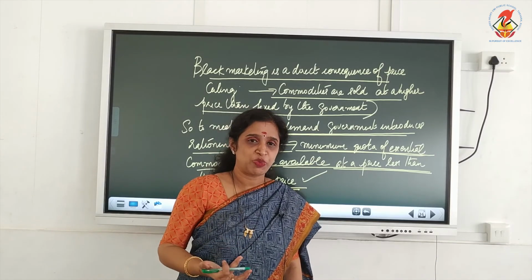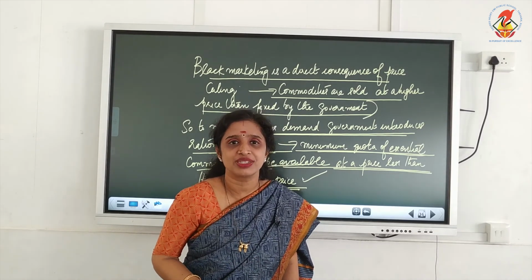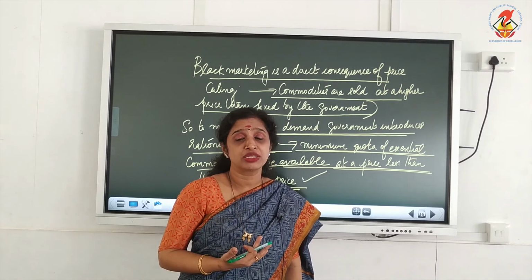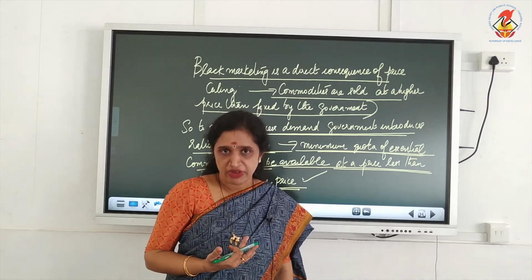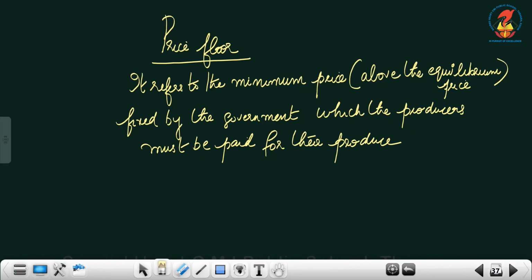Now, it is a responsibility of the government to favor both consumers as well as the producers. Producers cannot be left out. They also need some kind of protection from the government. Okay. Now, let us see what that is. Price floor. So, in order to protect the producers, the government intervention is the price floor.